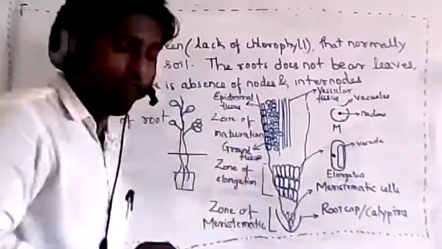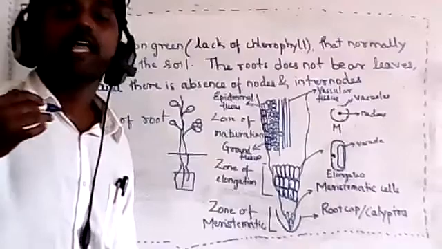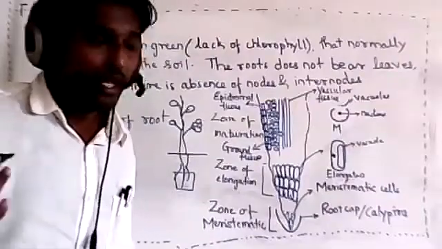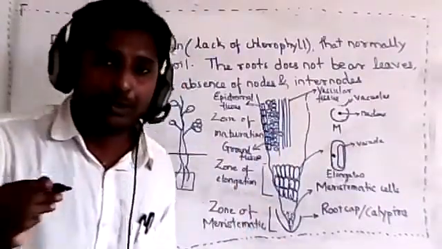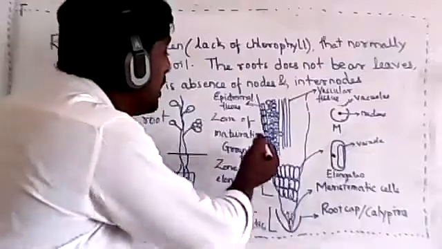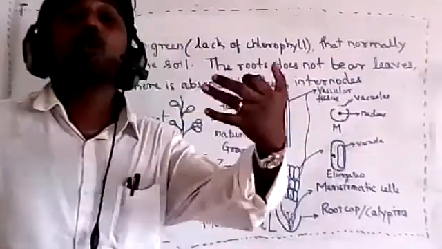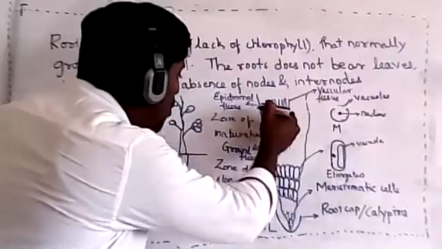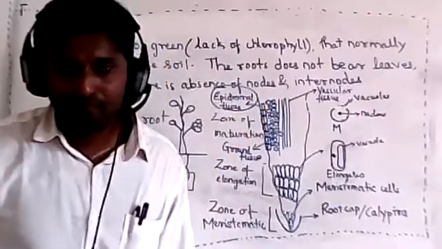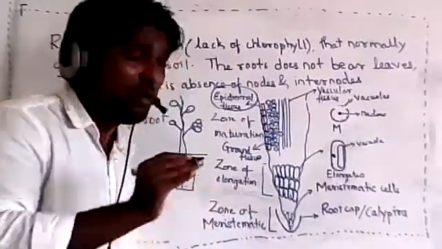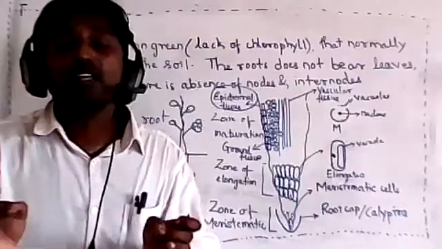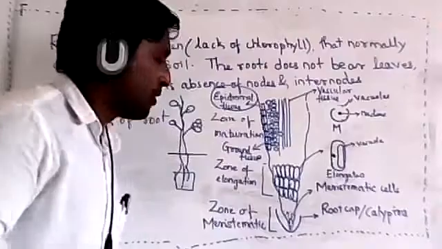In the zone of maturation, the cells get matured and they get differentiated into three types of tissues. So this outer layer of tissue we call epidermal tissue. What does the epidermal tissue do? It will protect the root. It will act like the skin of the root.